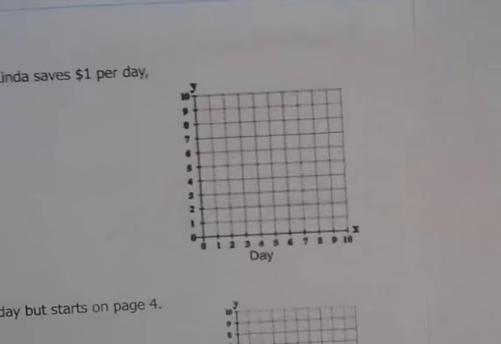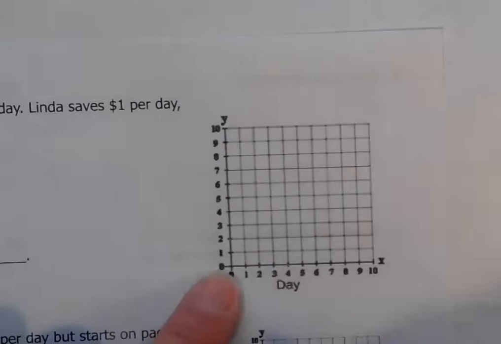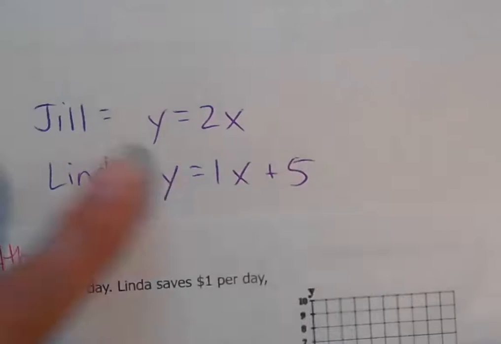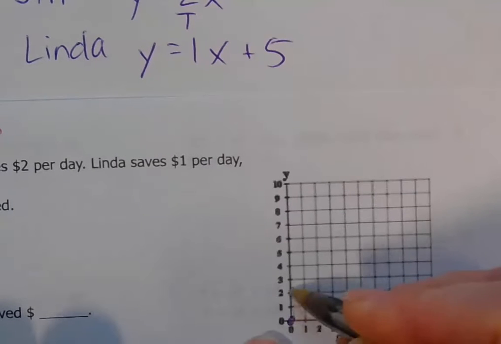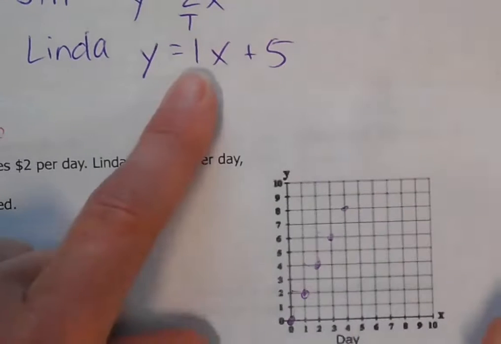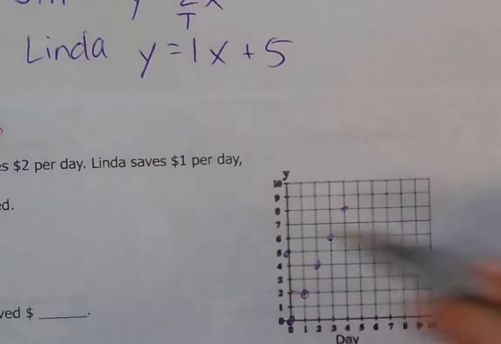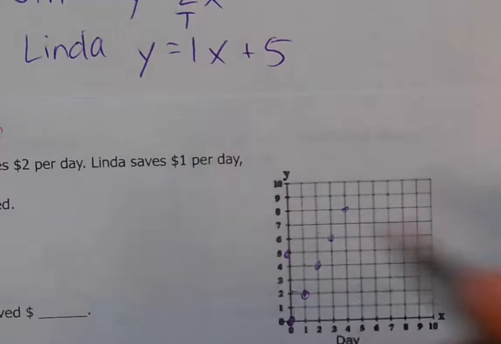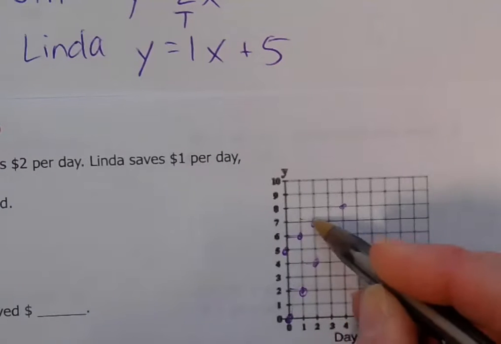This graph. Okay, so remember Jill started with nothing and is saving 2 per day. So her slope, right here, is 2 over 1. So that means from here I need to go up 2 over 1, up 2 over 1, and I keep going a few. Okay, Linda, she started with 5, and remember she is saving $1 a day. So she starts at 5, and she is saving $1 per day. So she needs to be going up 1 per day.